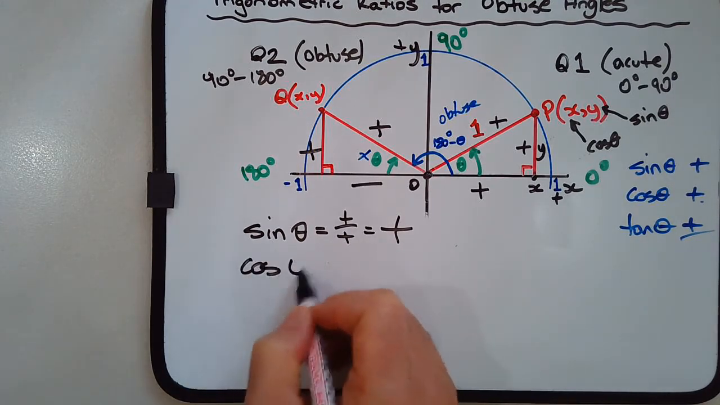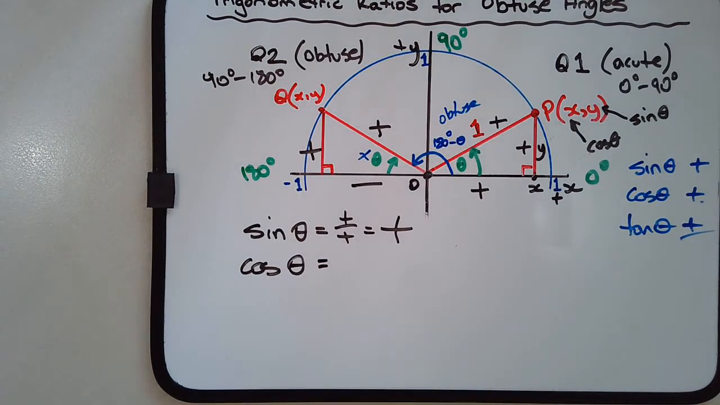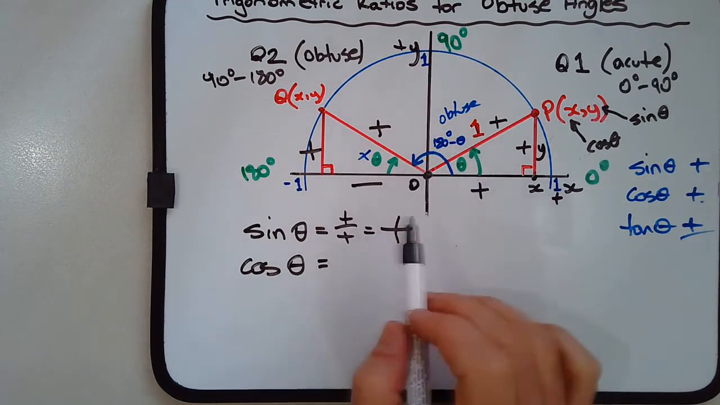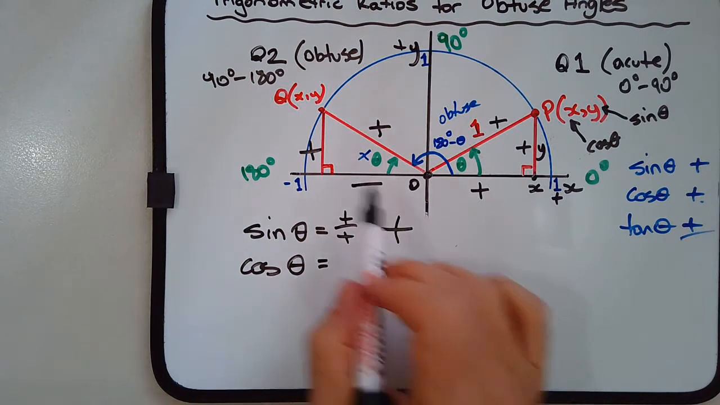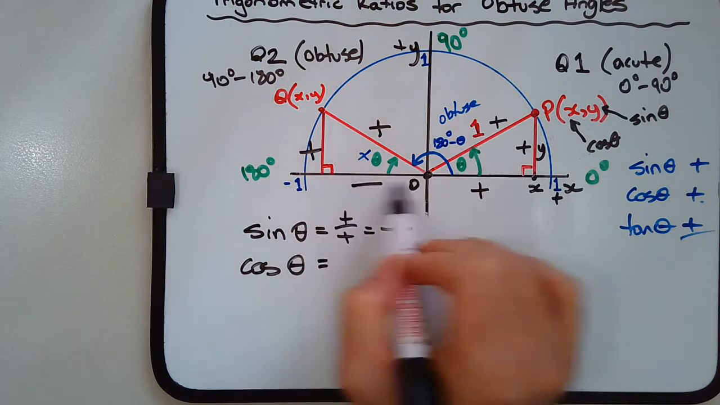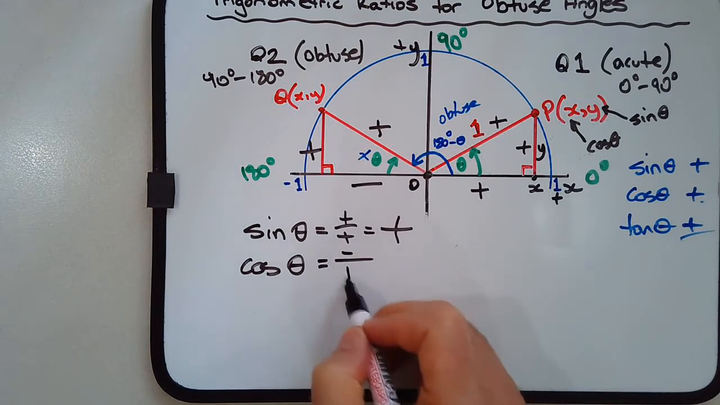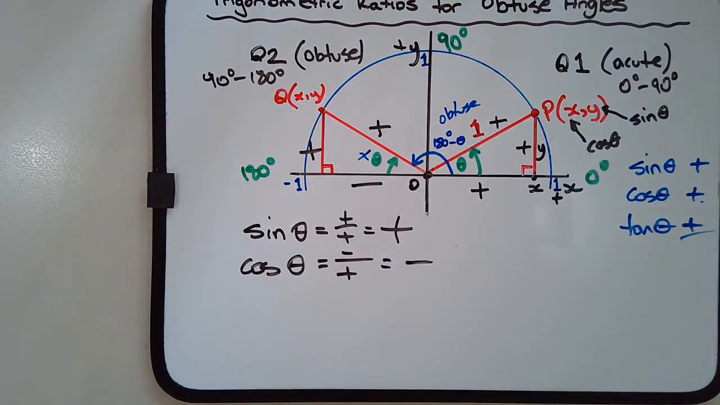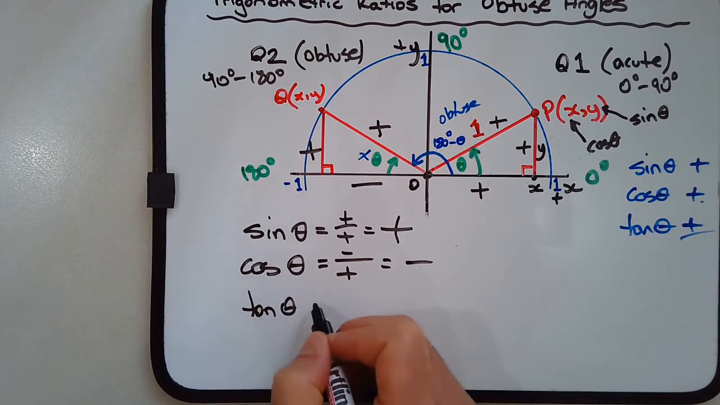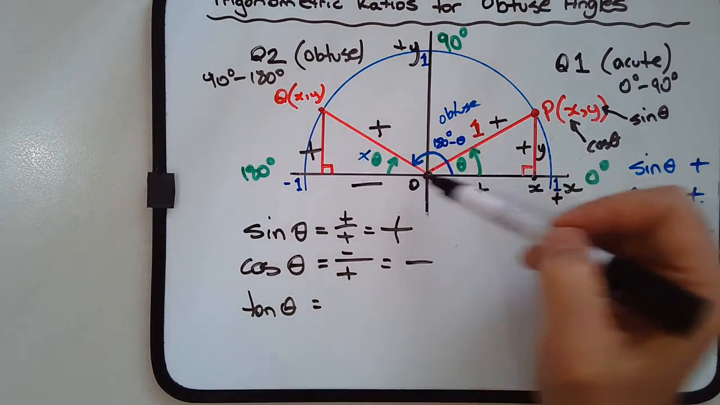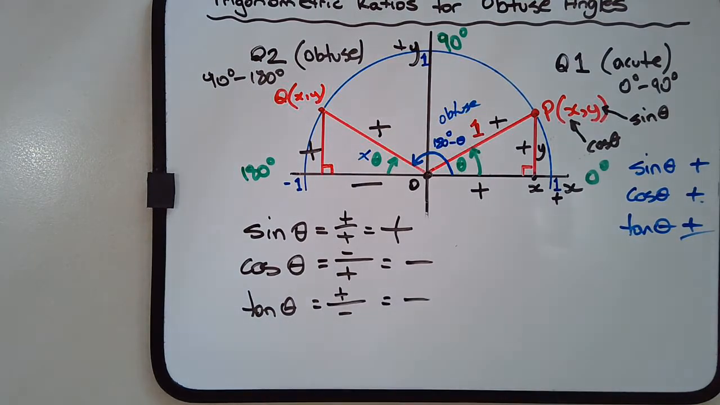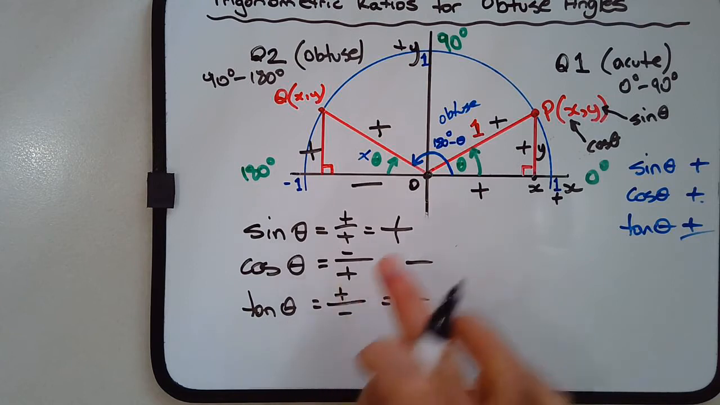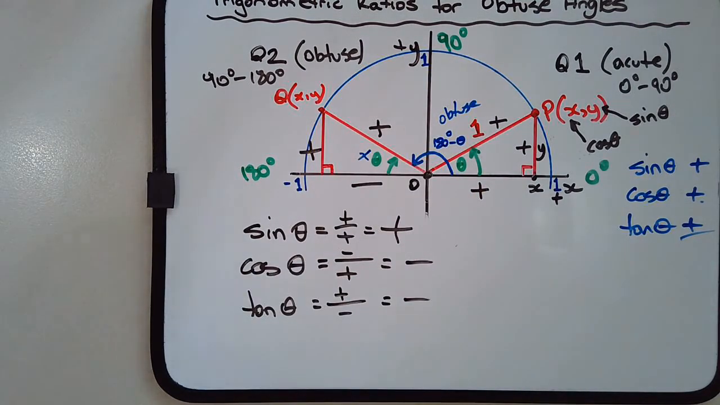Cos of theta. Okay, in this case, when we use theta, we're not using the acute, we're using the obtuse theta. But regardless, bear with me for a moment. Cos of theta is adjacent over hypotenuse, negative over a positive, which gives you a negative. Tan of theta is opposite over adjacent, plus over minus, and that gives you a minus. So only sine is positive in quadrant 2.